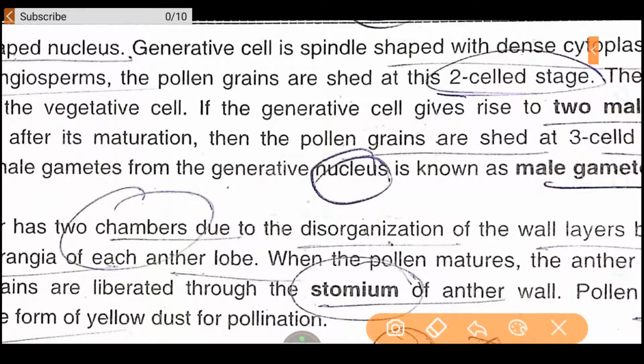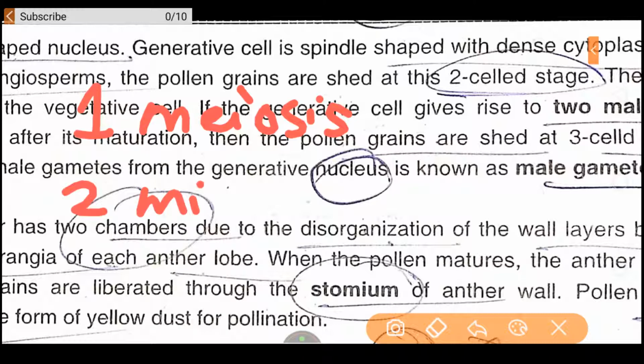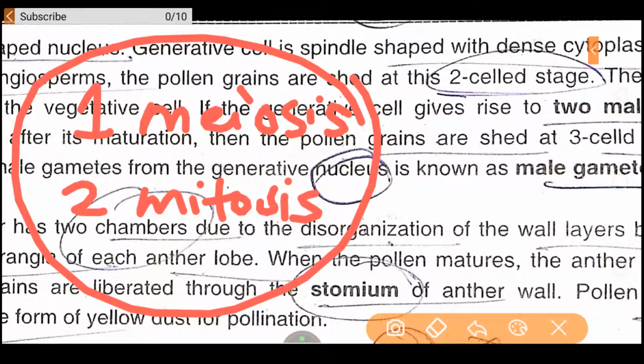Now tell me, for the formation of pollen grain, or male gametogenesis, how many meiosis and how many mitosis? One meiosis and two mitosis are required.